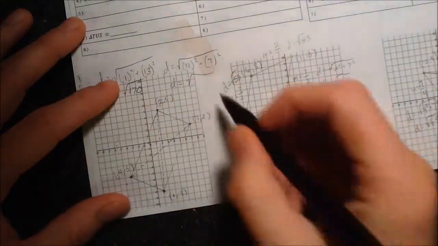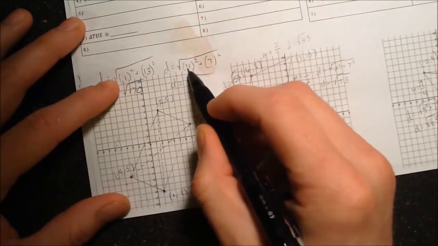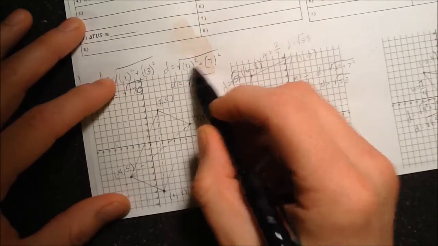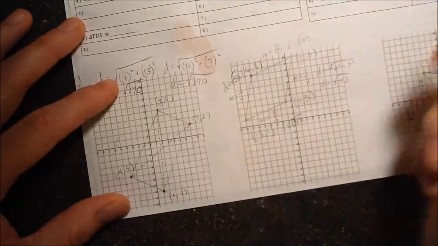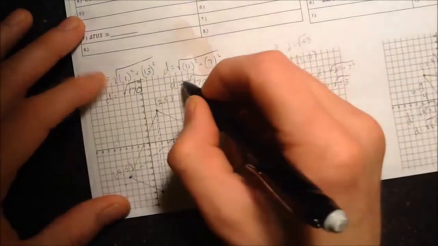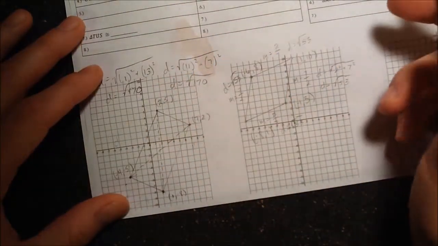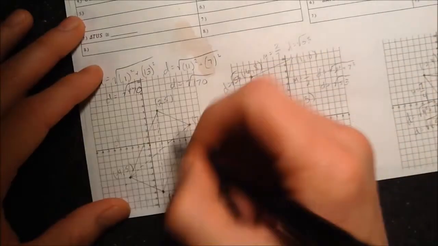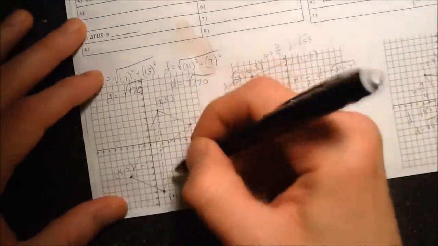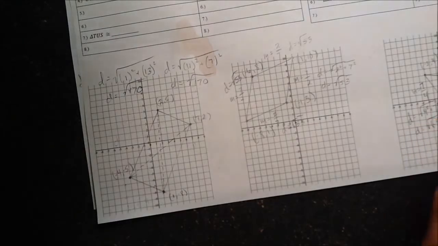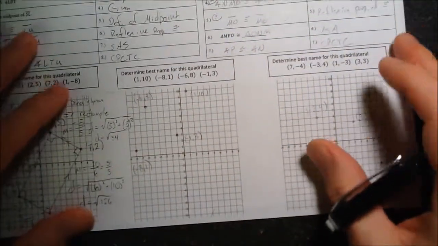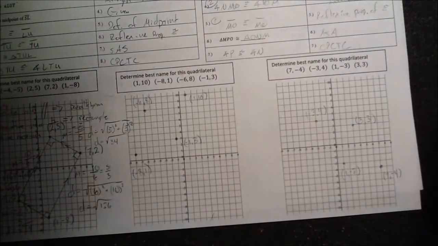Simplify this. This is going to be 11 squared is 121 plus 7 squared is 49. And so 121 plus 49 gives you 170. And so we can see, hey, the diagonals are congruent, and the only way that can happen is, well, you can show that it is a rectangle that way. That's just another way to go about it. Moving on to the next quadrilateral.